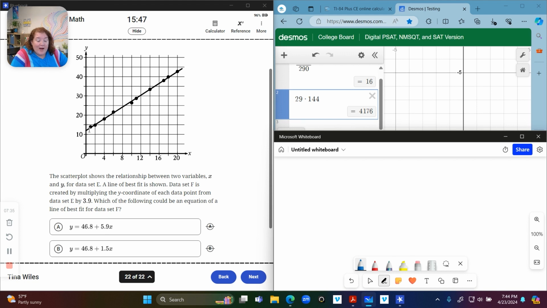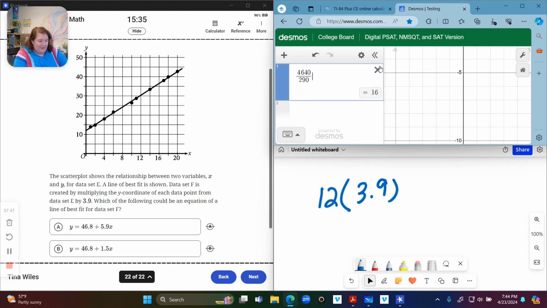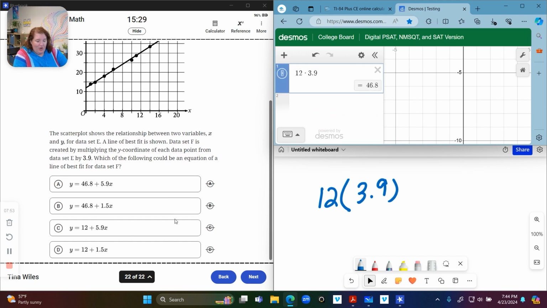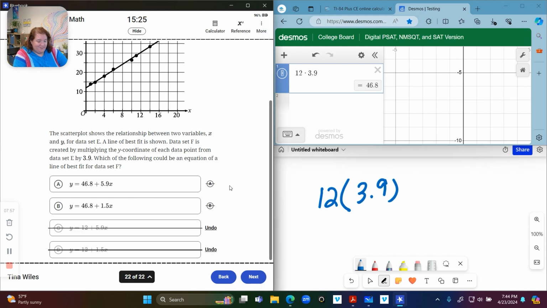So I'm taking the y coordinate. So if the y coordinate for the intercept here looks like it's, I don't know, 12-ish, I'm going to multiply that by 3.9. 46.8. Oh, I was exactly right. So that's going to be the y-intercept.